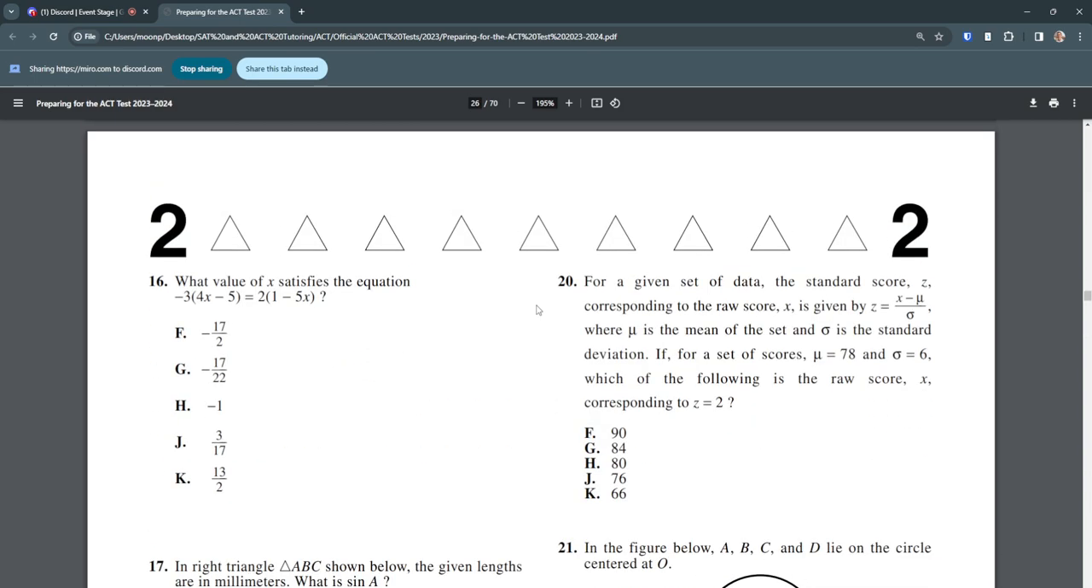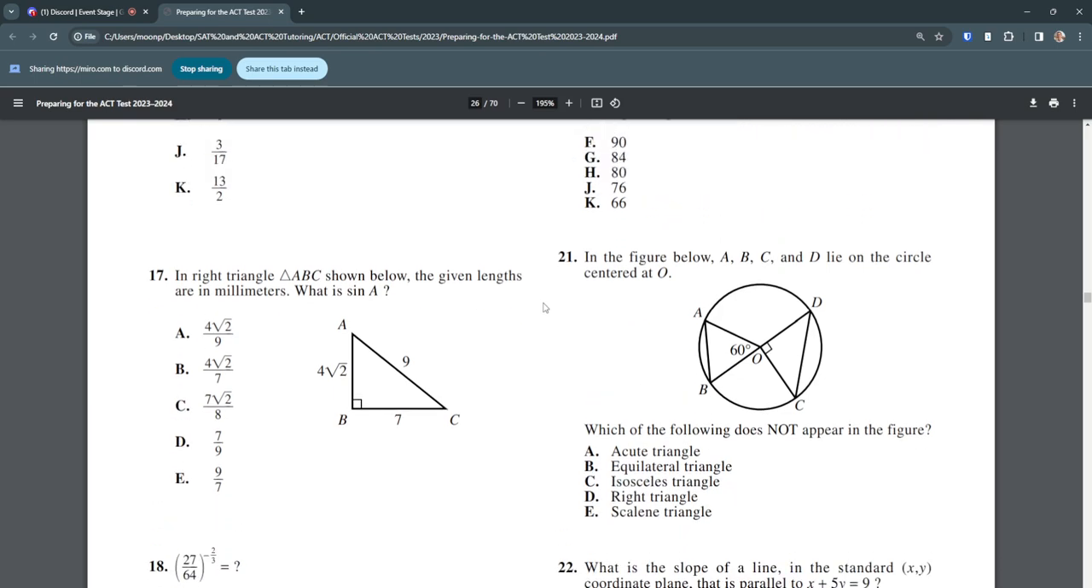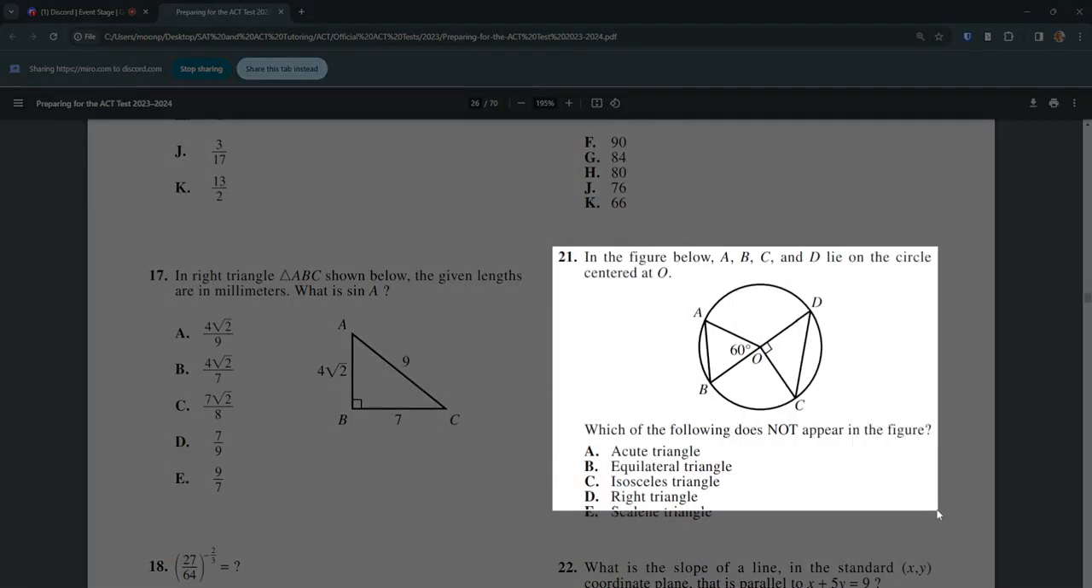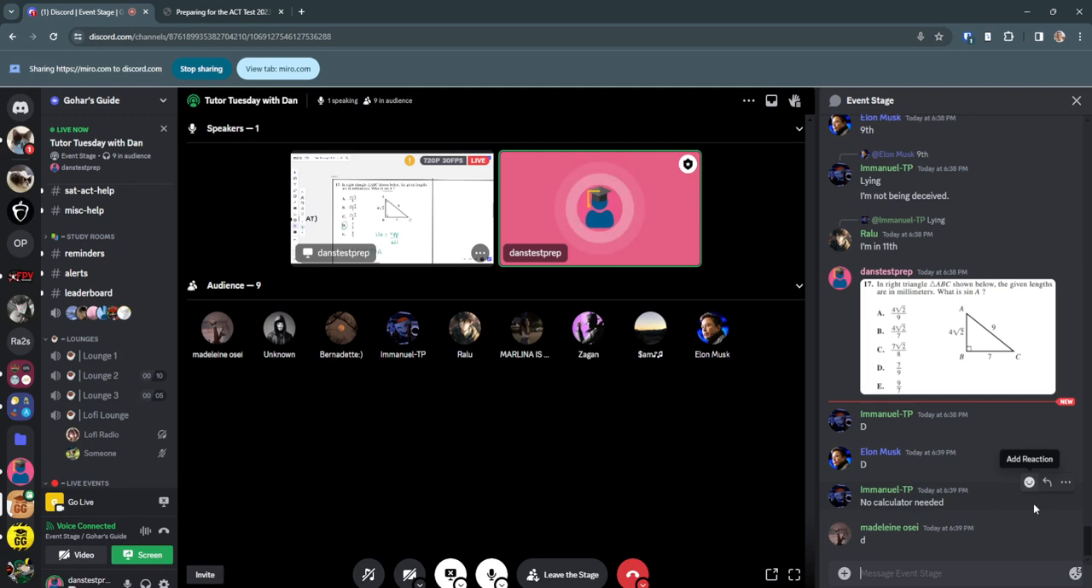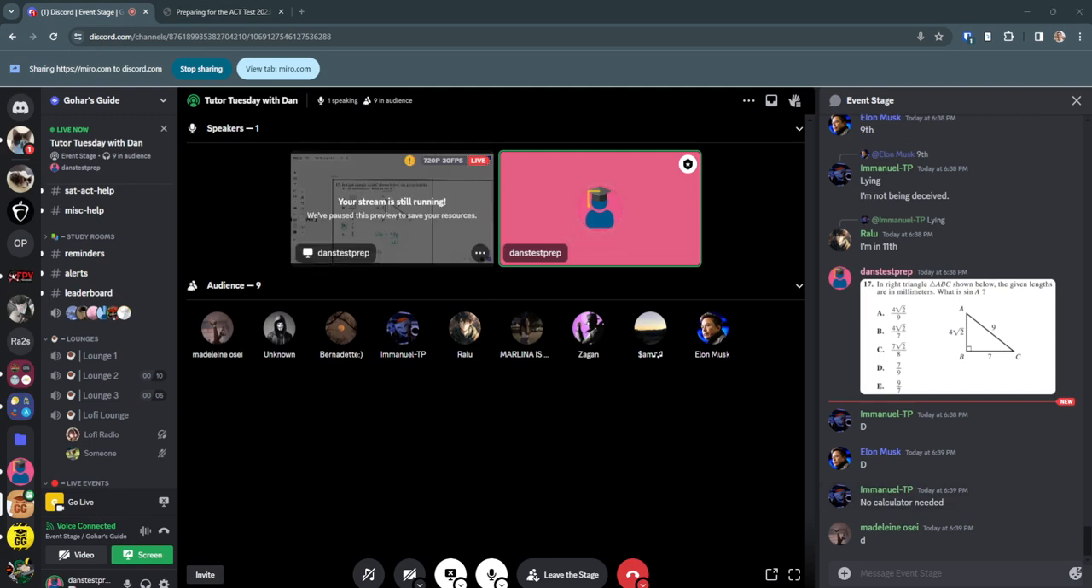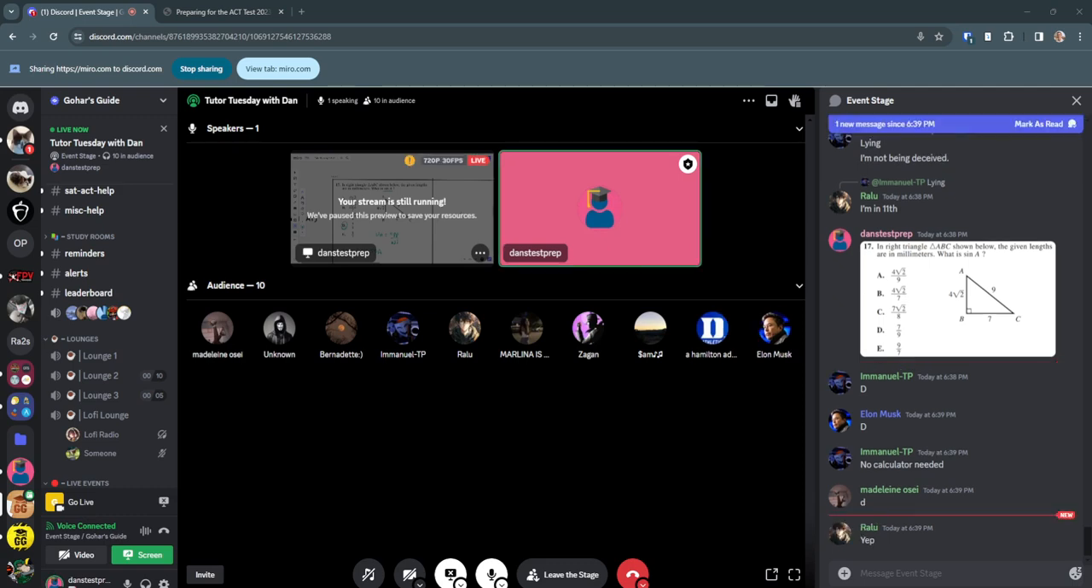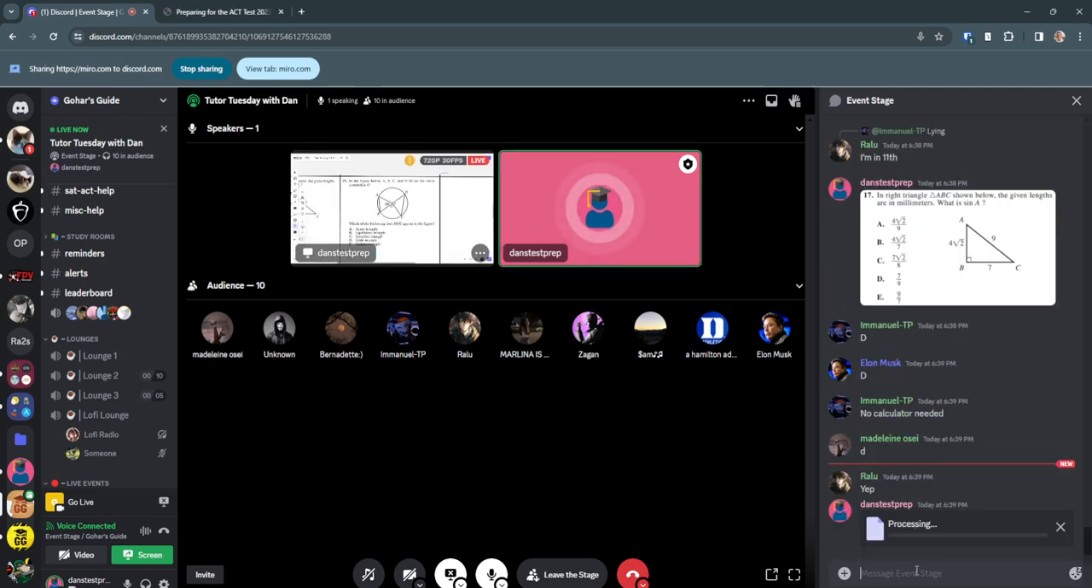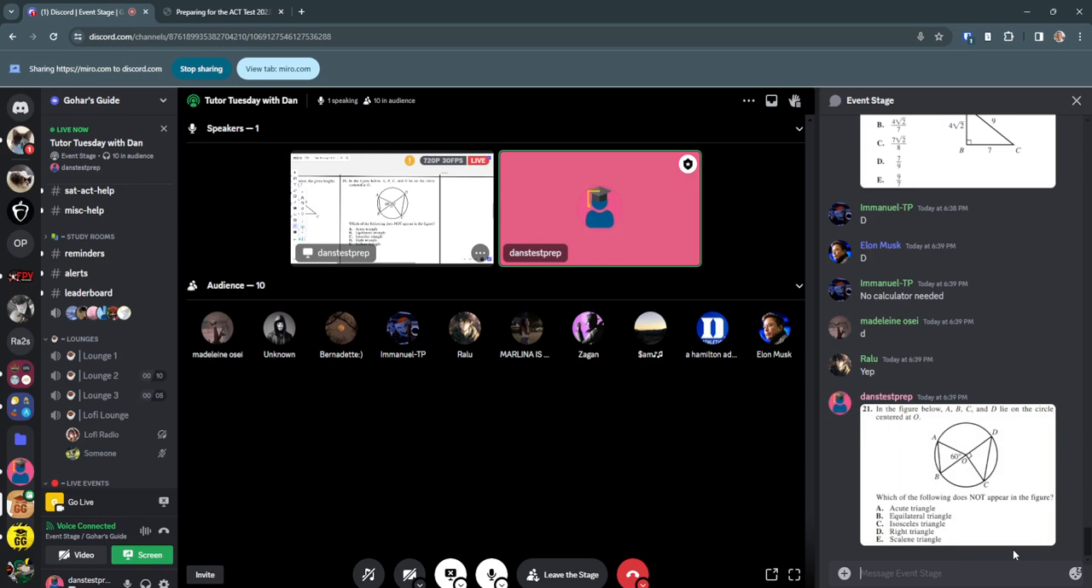Okay, let's do another little geometry problem. I think the ACT math tends to be slightly more interesting than the SAT. They have questions like this. So in the figure below, A, B, C, D lie on a circle centered at O. Which of the following does not appear in the figure?